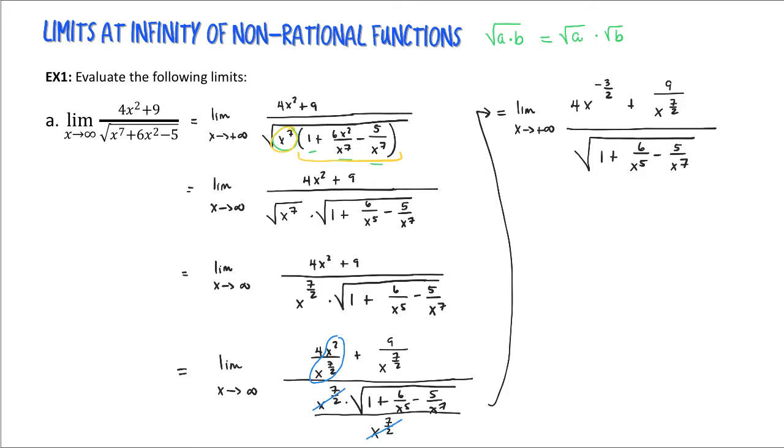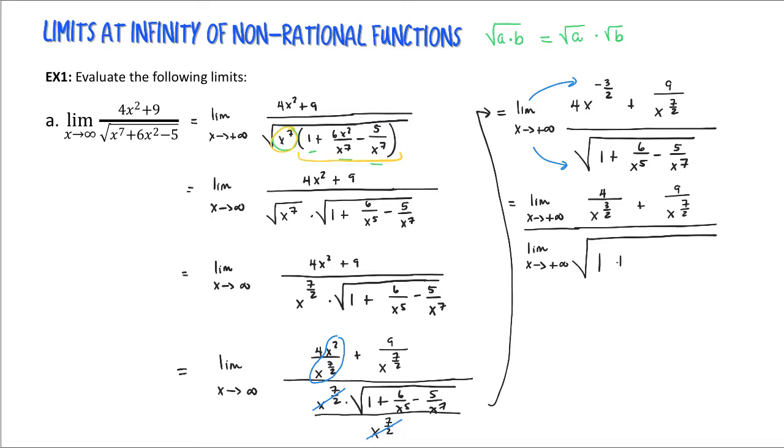Now, what I will do is the following. I will apply the limit to the numerator and the limit to the denominator. So then that's going to give us the limit as x approaches positive infinity. Another thing that I'm going to do is take this negative exponent and turn it positive. So then that's going to give me 4 divided by x to the 3 over 2 plus 9 over x to the 7 over 2, and all that will be divided by the limit as x approaches positive infinity of this square root, 1 plus 6 over x to the 5th minus 5 over x to the 7th.